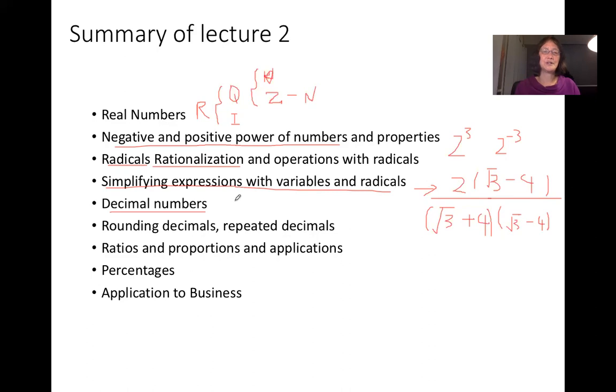Decimal numbers, 3.45 is a decimal number, okay, has 2 decimal places. And how do you round decimal numbers? Repeated decimals, we use either a dot or little bar over the repeating numbers. Ratios and proportions, as well as the applications, we did that example. Okay. And percentages, it is a special format of ratio, okay? The denominator is 100, for example, numerator you have 40. So this is 40%. And lastly, we did an example of payroll in the business world.